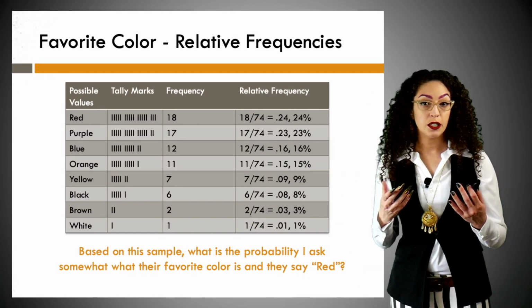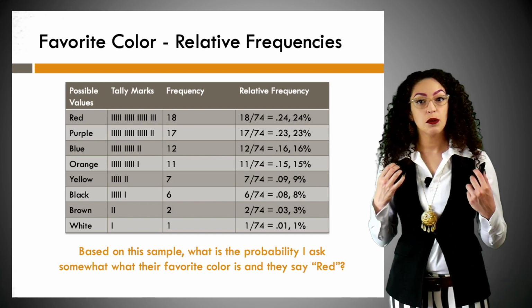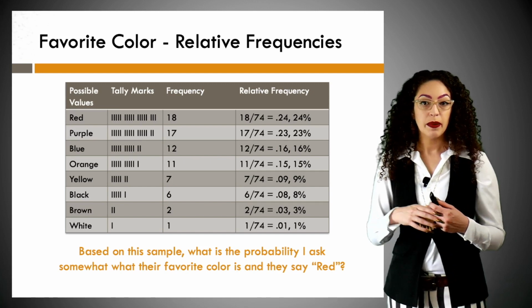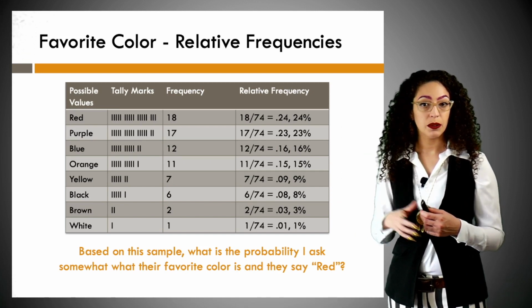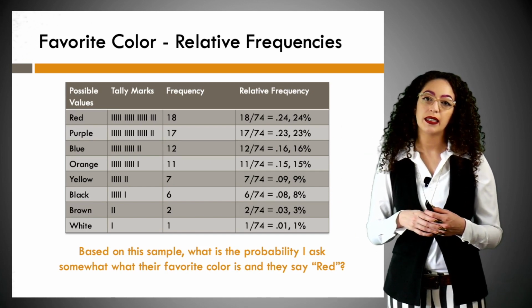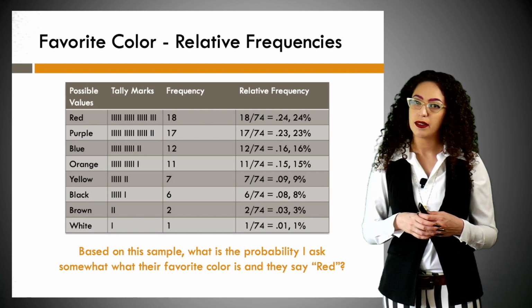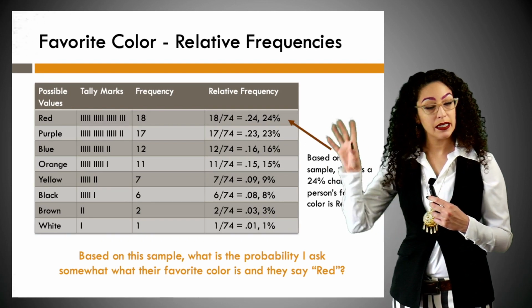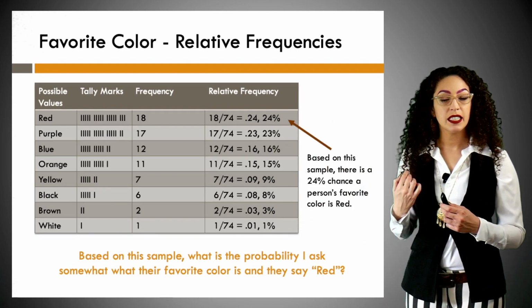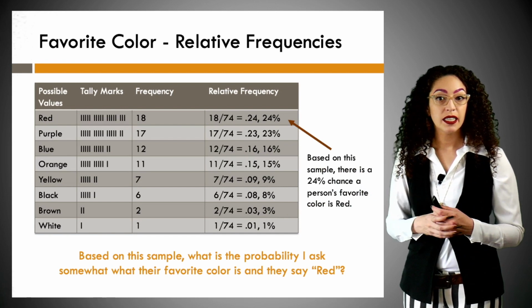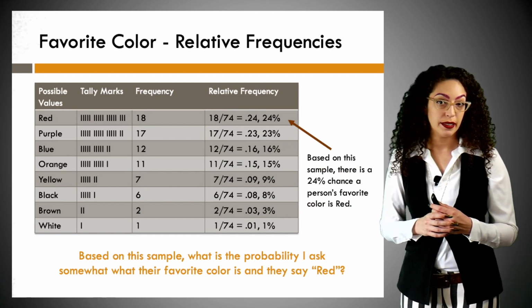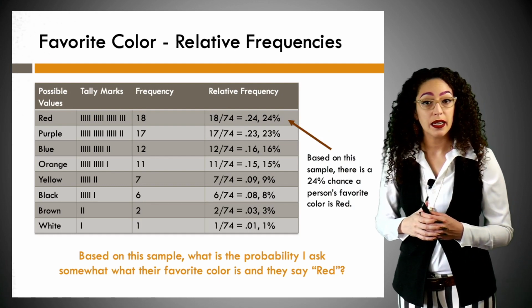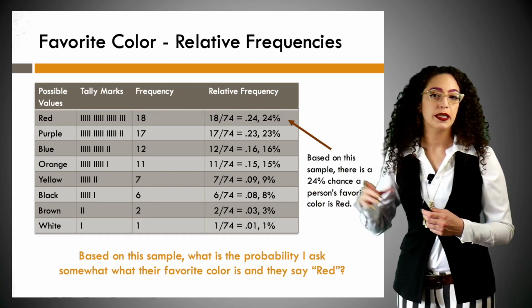Another thing we can do with the relative frequency is to get the probability of something based on our data set here. Based on the data that we have available to us, what is the probability that I ask someone what their favorite color is and they say red? In this case, based again on the sample that we took, there is a 24% chance that the person's favorite color is red. So the relative frequency will also tell us the probability of something, again, based on this particular data set at least.